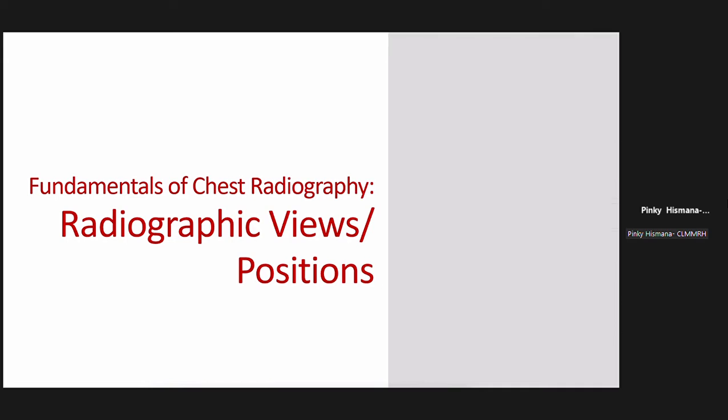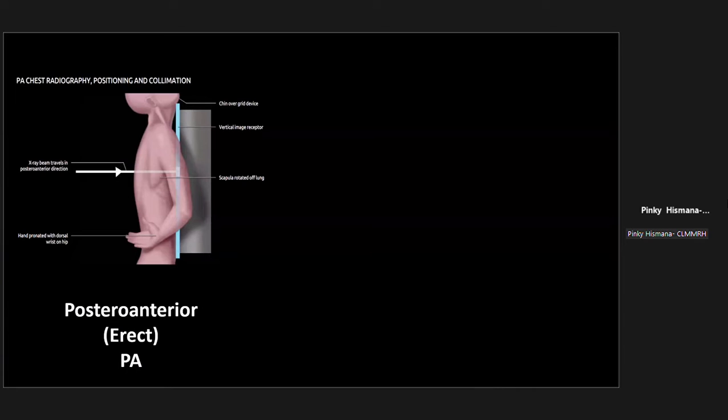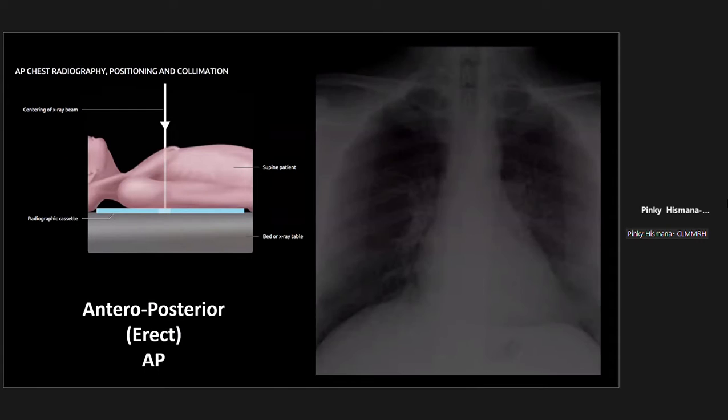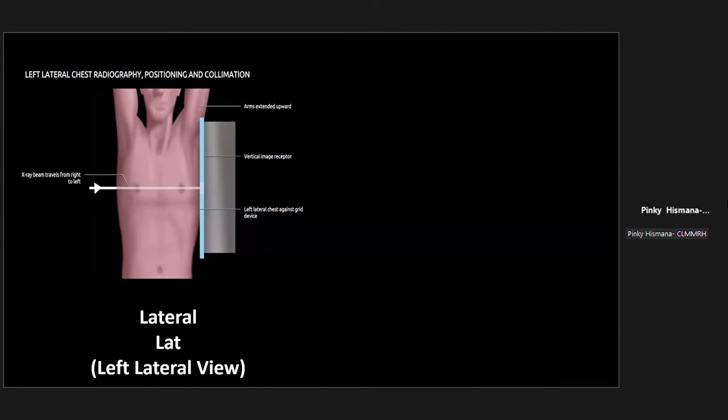Just to refresh you, we have the frontal views. When we talk about frontal views, it's about PA or AP views, whether it is done in supine position or upright position. Erect and upright are used interchangeably in radiography. So this is the PA view. This is the AP view. I will be discussing later the difference between both.